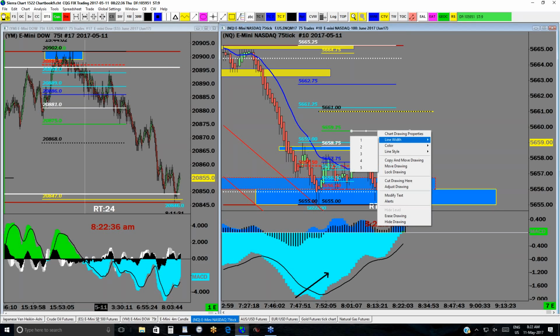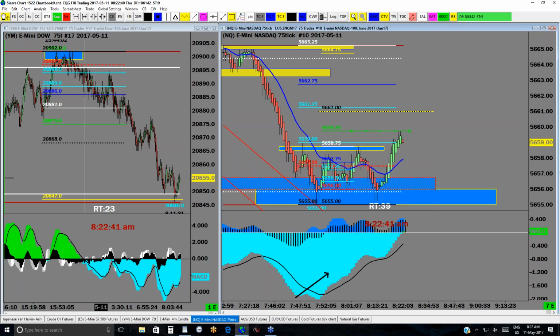On the right hand side here, NQ, E-mini, and we'll look at this here as your target. On the left is your YM chart. Let's see if we can get the YM back up into the 868 area before it drops more. It obviously has had a downward trend area here.